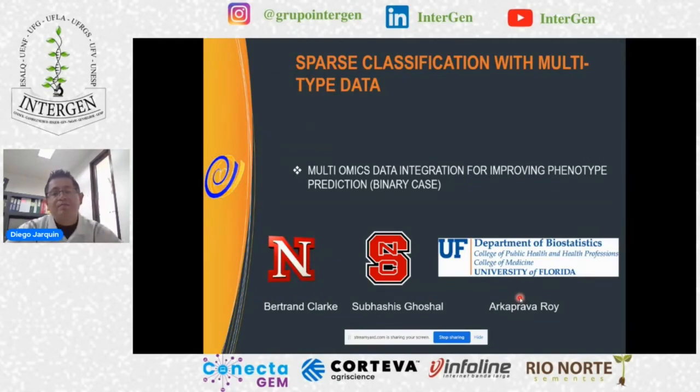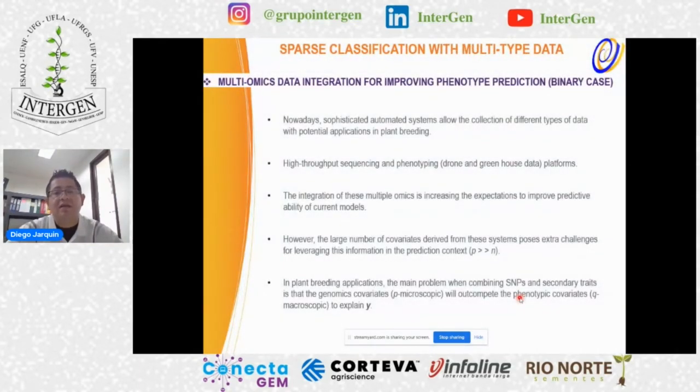So now I'm going to switch gears. I'm going to talk about a project that we have been working on for quite a long time, and it's almost about to be published: the integration of multi-omics for improving phenotype prediction in the binary case. So we tried, again, as we said before, to take the best of each one of the implementations, AI and parametric methods. Nowadays, sophisticated and automated systems allow the collection of different types of data with potential applications in plant breeding.